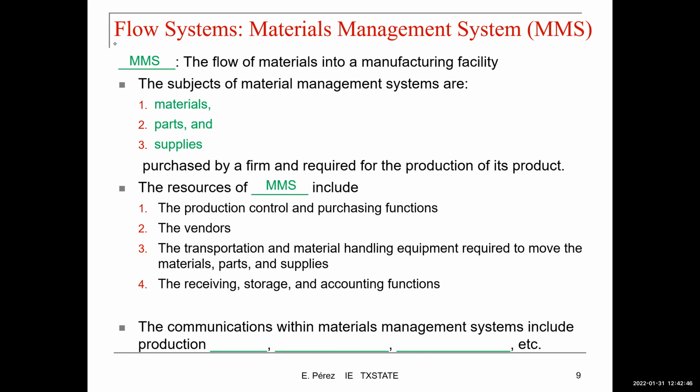The receiving, storage, and accounting functions. So once you get an order from the supplier, you're going to put it in your accounting books, you're going to make a payment, and so on. So all those activities are part of just the first part, right? The material management system. The communications within material management systems include production forecasts, inventory records, and stock requisitions.